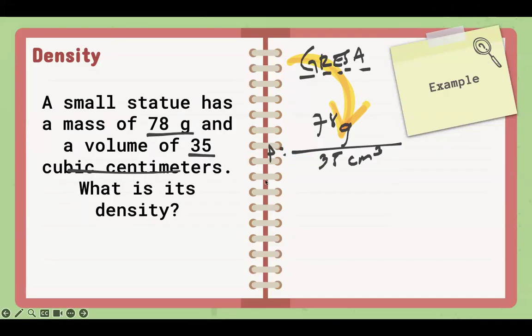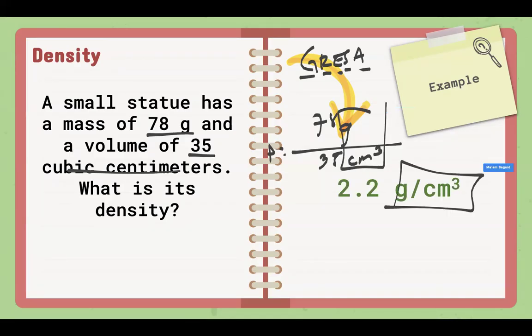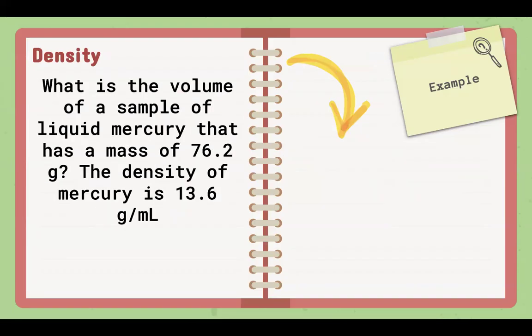All right. The answer here is 2.2 grams per cubic centimeter. So that's just it. Just divide, and we will not be canceling out anything here because we keep the units of measurement. We will not cancel anything on that. All right? Okay.